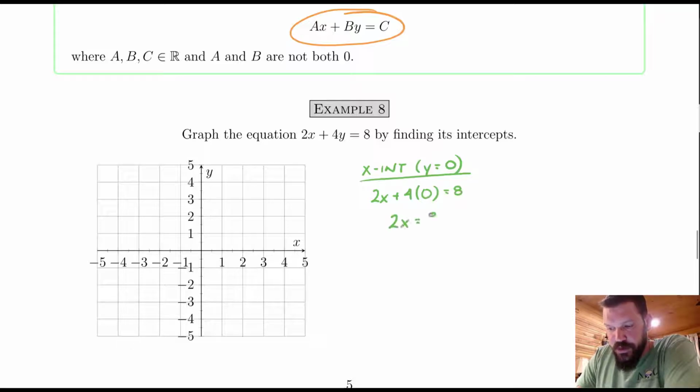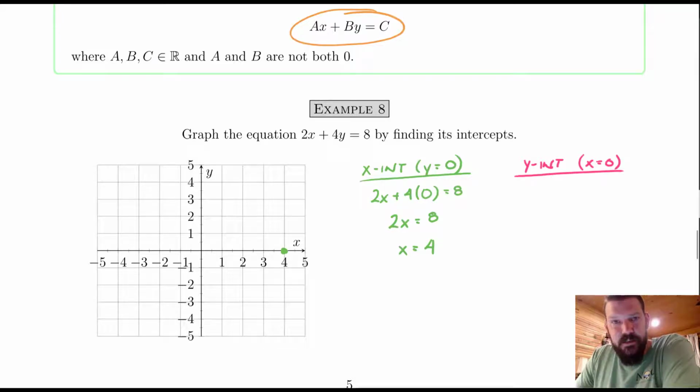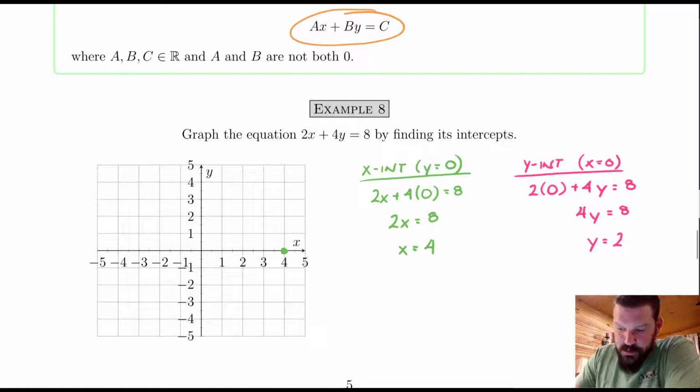So what we're left with is 2x is equal to 8. Divide both sides by 2 and we get x equals 4. So there's our x-intercept of 4. Then our y-intercept is when x is equal to 0. So we take the same equation, except now we replace x with 0, and we solve for y. So now what we have is 4y equals 8. Divide both sides by 4, and we get y is equal to 2.